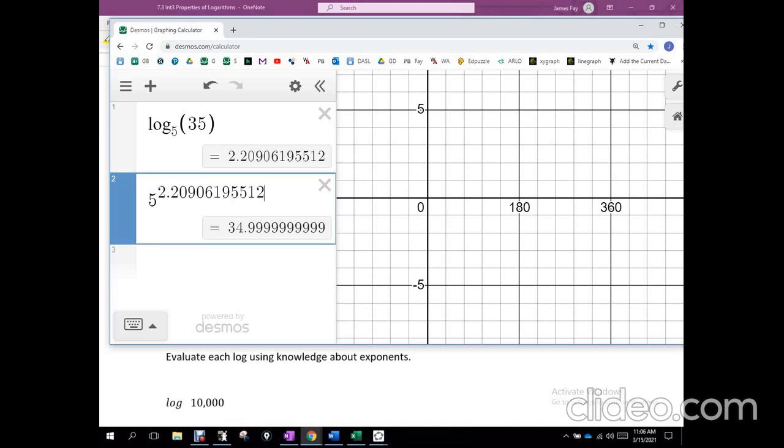Remember what exponents mean. Exponents mean repetitive multiplication, right? And usually so far we've seen exponents that were integers, meaning that I take 5 and multiply it by itself twice, or I take 5 and multiply it by itself 3 times, so it's 5 times 5, or 5 times 5 times 5. Here, it's still repetitive multiplication, but I'm multiplying 5 by itself 2.20906195512 times. There's really no other way that I can write that specifically with multiplication other than to use these exponents. So that's what a logarithm is. Is that okay with everybody?